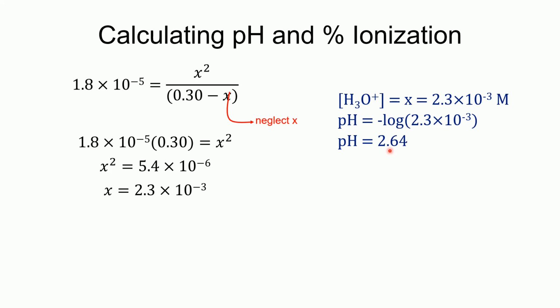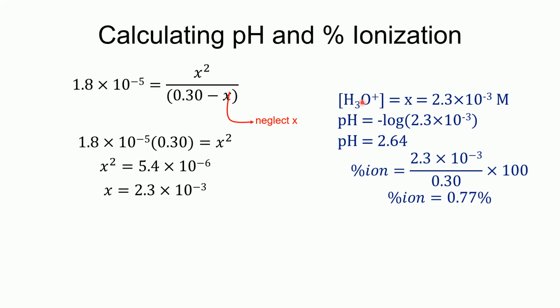The pH here is 2.64, and that gives us a percent ionization of 0.77%. Again, we did this exact problem in chapter 16, so this should look familiar. Okay, so 0.77%. And by the way, when this number is less than 5%, that tells us that we were correct in neglecting X.